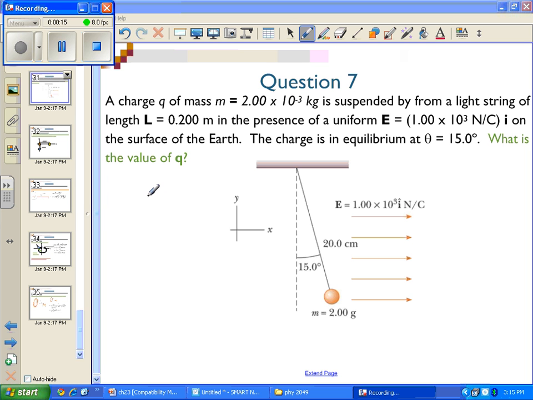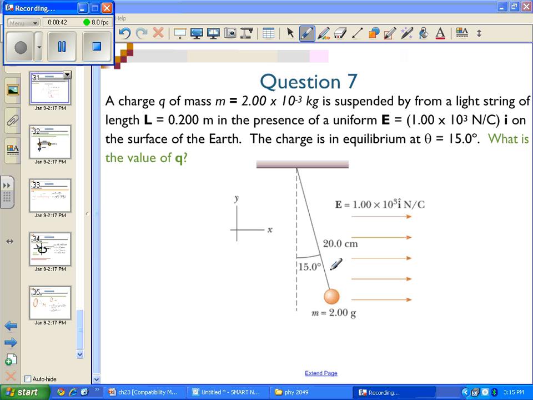Question 7 says the following. We have a charge Q with a mass of 2 e to the minus 3 kilograms. Notice the book gave us 2 grams, which is 2 e to the minus 3 kilograms. And it is suspended from a light string of length L equals 0.2 meters. This is L right here, 0.2 meters. The book gives us 20 centimeters.